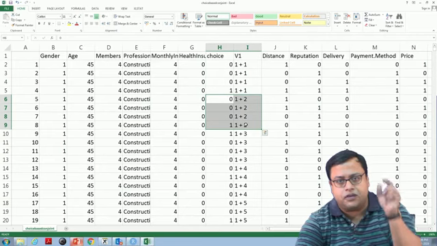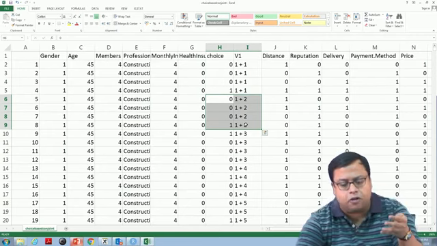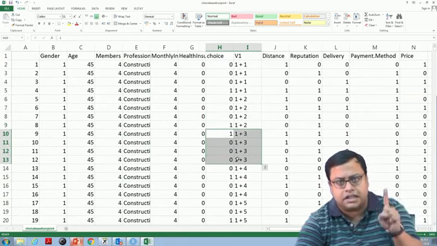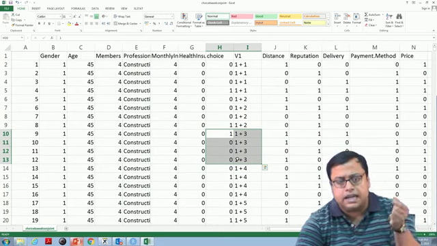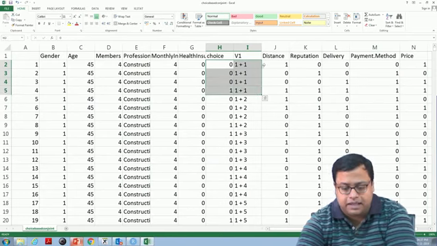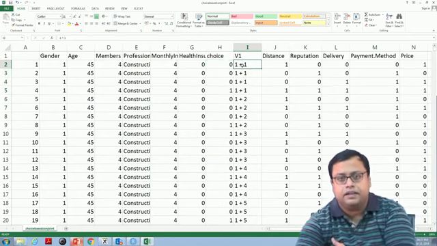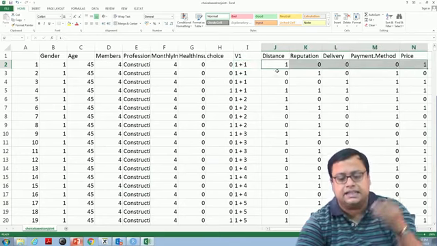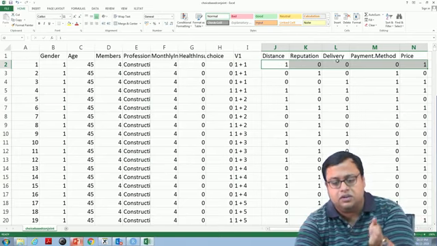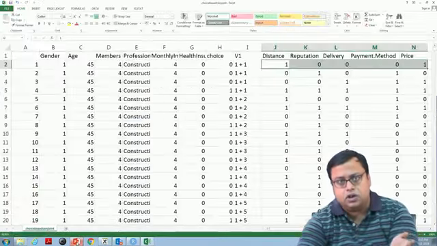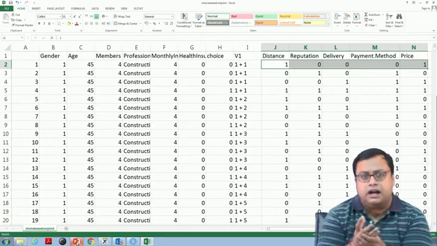1 plus 2, that means first customer's second choice set. There are again 4 options, again he is choosing the last one. 1 plus 3, first customer third choice set, there are 4 options, now he is choosing the first one. And how can I know which option? The option can be known by this. So, first customer, first choice set, first option is nothing but this. That means distance level 1, reputation level 0, delivery level 0, payment method level 0, and price level 0. And you can go here and find out what that means. So, if you spend a little bit of time, you will understand what the data is.